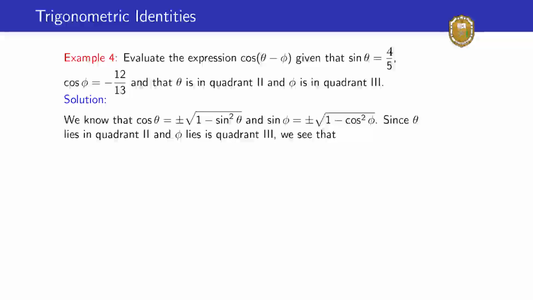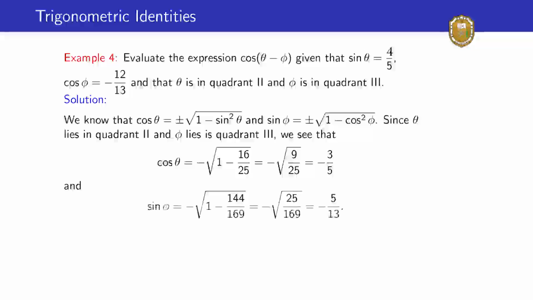Since theta lies in quadrant 2 and phi lies in quadrant 3, we see that the cosine of theta is negative and the sine of phi is also negative, so we pick the negative sign. So cos theta is minus the square root of 1 minus sine square theta, which is minus the square root of 1 minus 16 over 25, and that will give you minus 3 over 5. Similarly, sine phi is minus 5 over 13.